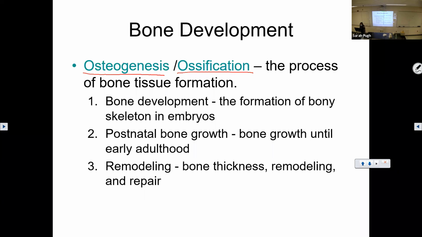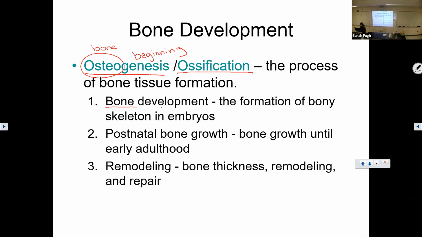This one should make sense. Osteo means bone. What does genesis mean? It means the beginning, right? So this is the beginning of bone. It is the process of bone formation. Now, as we go through bone development, we're going to hit it from 3 developmental aspects.